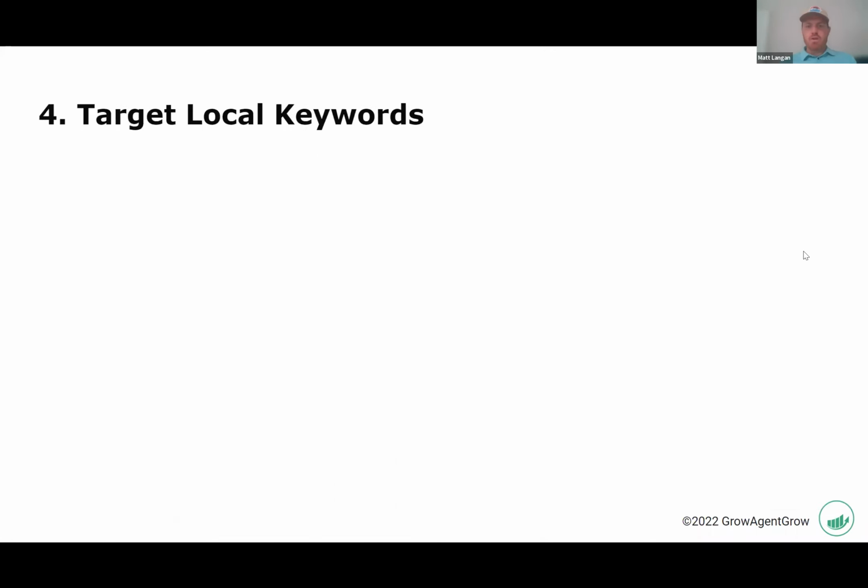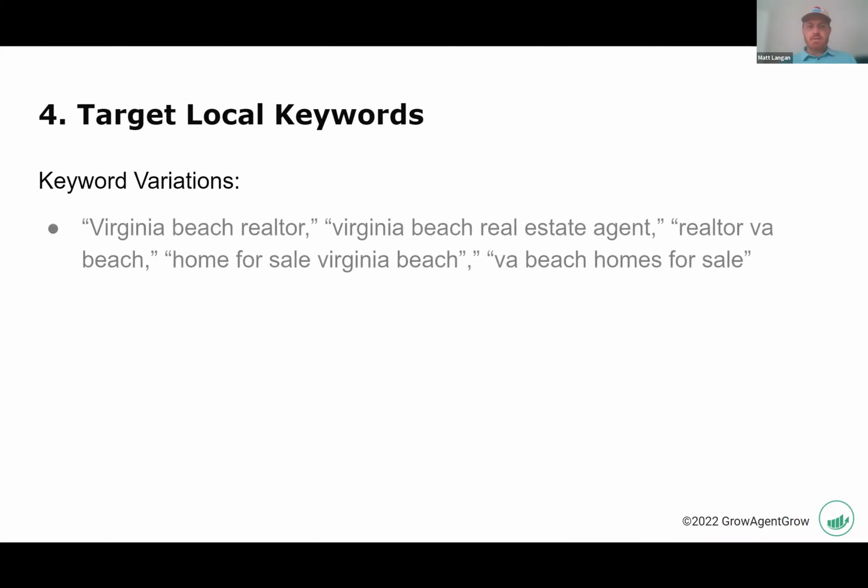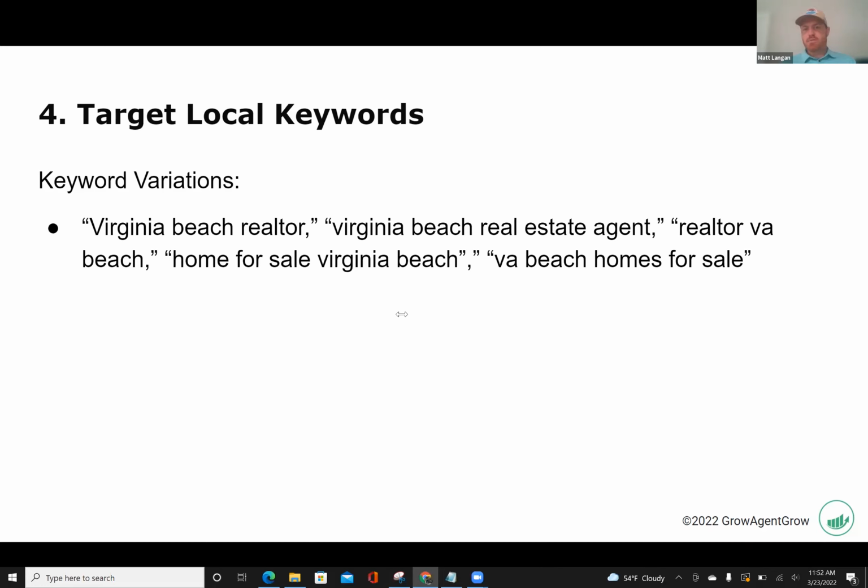All right, number 4, target local keywords. So keyword variations, keep in mind. Let's say again, we're in Virginia Beach. We might look at keywords that we're targeting. Again, we're trying to put ourselves in our consumer's shoes or our prospect's shoes and think about what they are searching for. What are keywords that I want to make sure my business is showing up for? Virginia Beach realtor, Virginia Beach real estate agent, realtor Virginia Beach, homes for sale Virginia Beach, Virginia Beach homes for sale. These are all different keyword variations we want to keep in mind. People are searching all different ways nowadays.